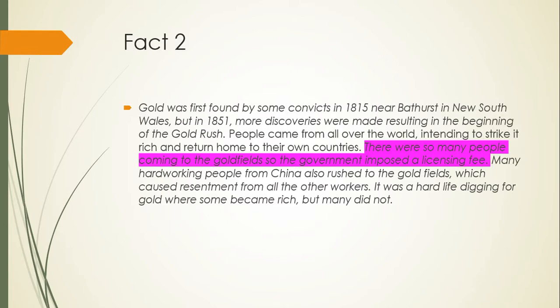Now, fact 2 is: there were so many people coming to the goldfields, so the government imposed a licensing fee. That is giving 2 bits of information. It's saying because there were so many people coming, the government imposed a licensing fee on it. So it's giving us some more information. It doesn't go into details about the licensing fee. It doesn't tell us how many people came, which we can look into later, because this is, remember, just an introduction.